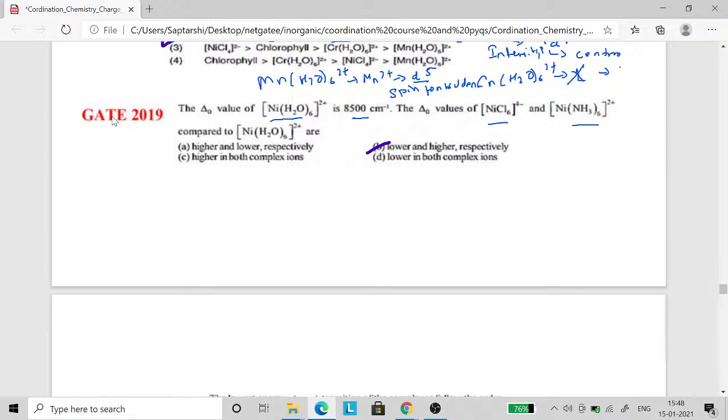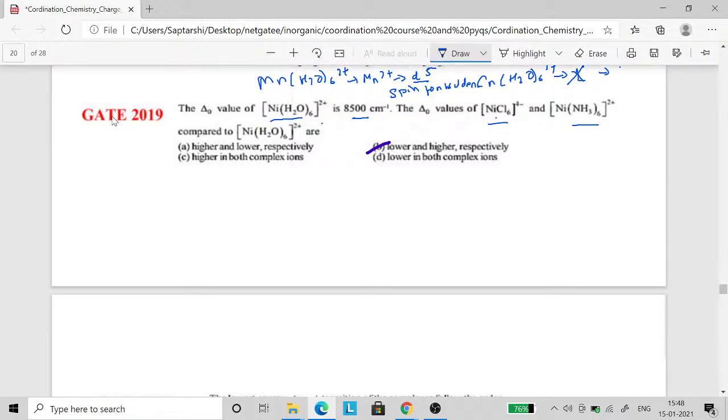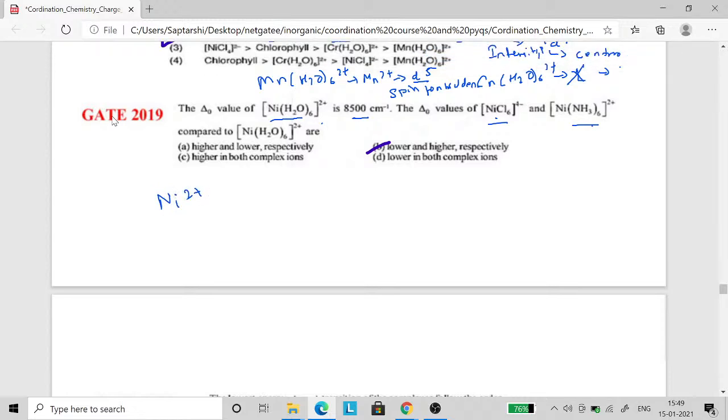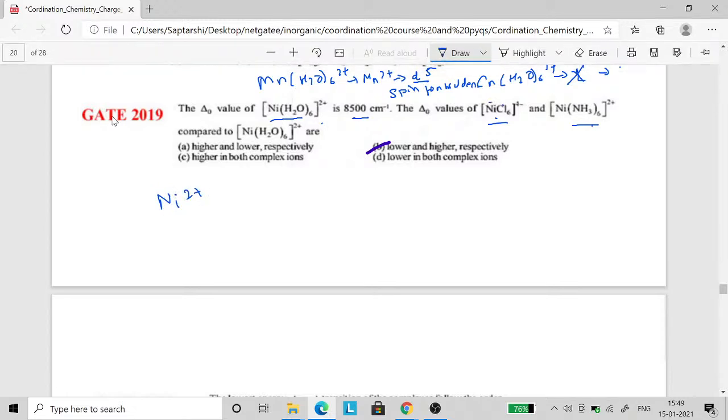First of all, this is an aqua complex, this is a chloro complex, and this is an ammine complex. All of them have the same electronic configuration, that is Ni2 plus: this is 4, this is 6 minus, this is 2 plus, overall is 4 minus. So what is different? The ligand. We know from the spectrochemical series of ligands which is strong and which is weak, and chlorine comes here, then we have water, and then we have ammonia.